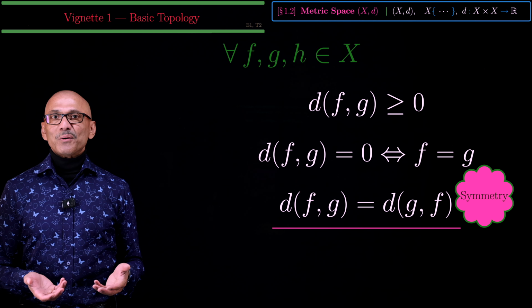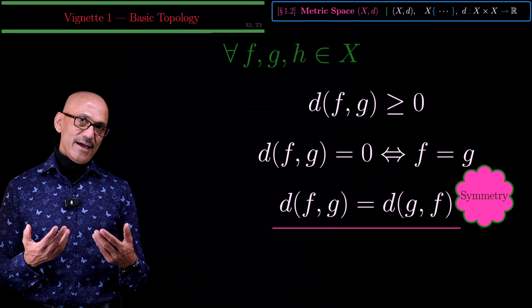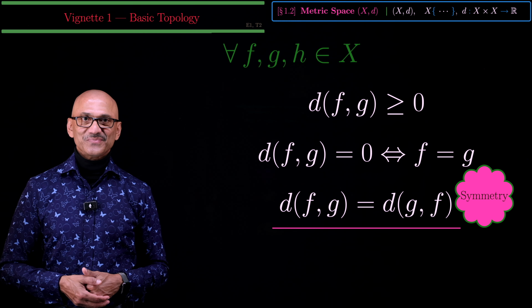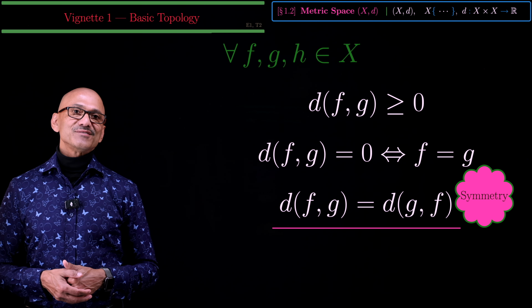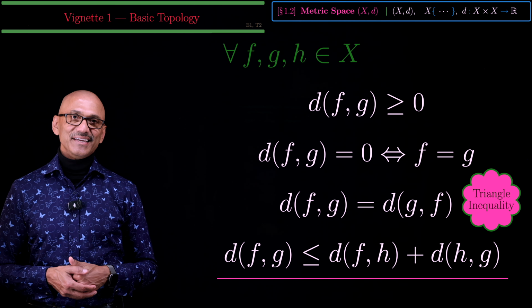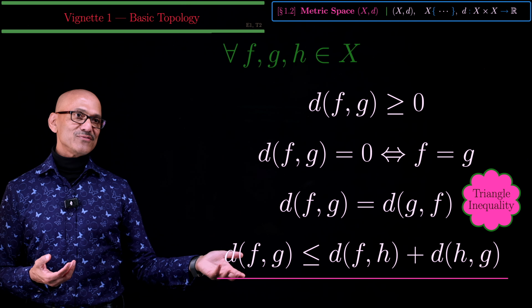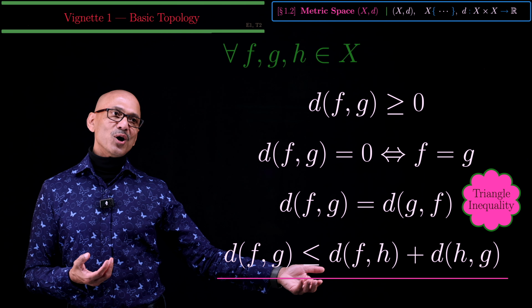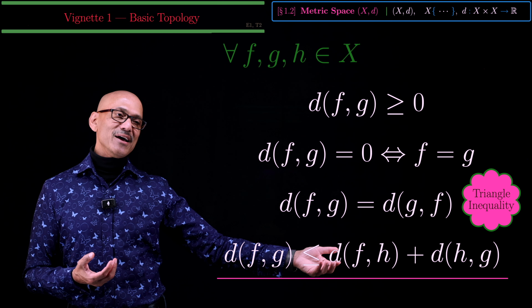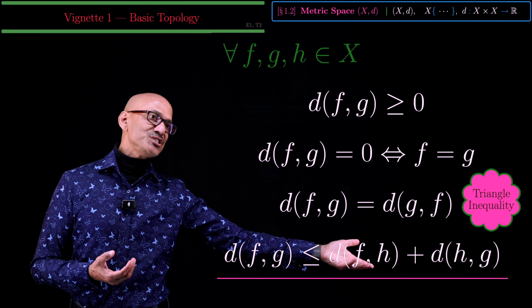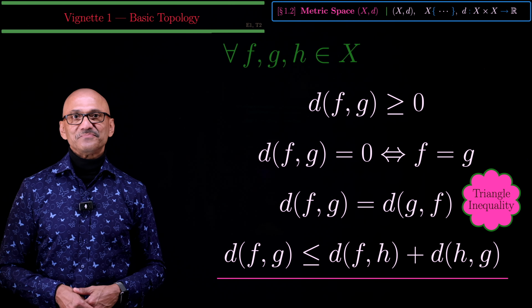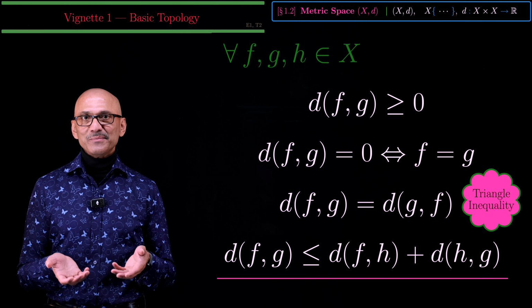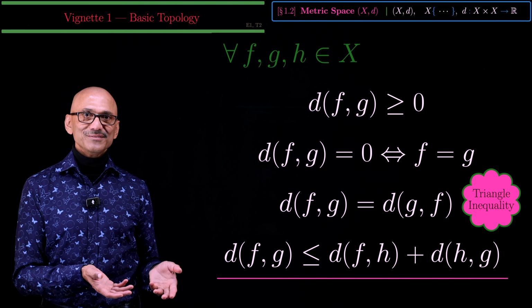The symmetry property states that the distance from F to G is the same as the distance from G to F. And finally, the triangle inequality property states that the distance from F to G is less than or equal to the sum of the distances from F to a third point H and from H to G. Note, the third point H can be the same as F or G or neither.